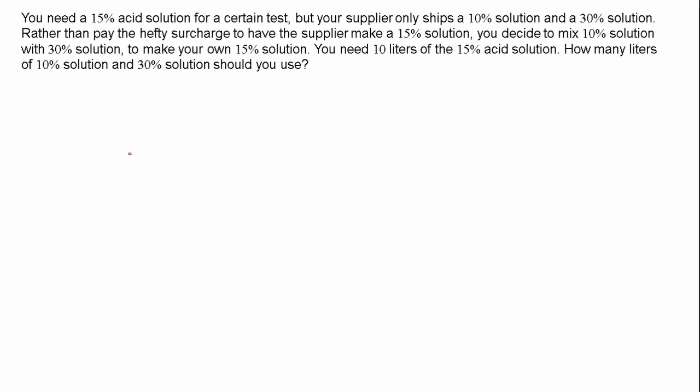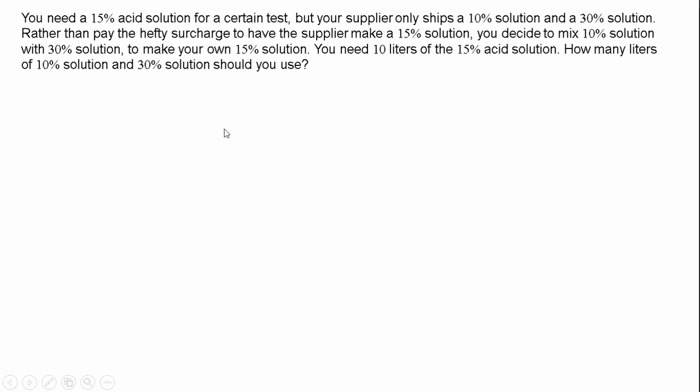Alright, 2 more questions. Alright, this question says you need a 15% acid solution for a certain test, but your supplier only ships a 10% solution and a 30% solution. Rather than pay the hefty surcharge to have the supplier make the 15% solution, you decide to mix 10% solution with 30% solution to make your own 15% solution. You need 10 liters of the 15% acid solution. How many liters of 10% solution and 30% solution should you use?